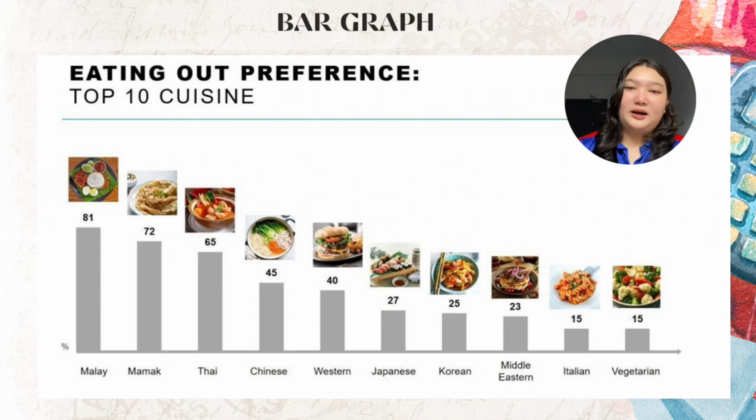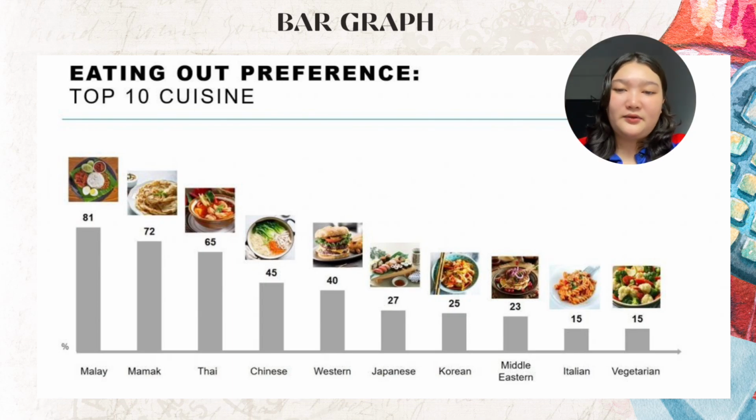As you can see from the bar graph, this bar graph shows the eating out preference for the top 10 types of cuisine. The title of the graph is Eating Out Preference Top 10 Cuisine. The graph also includes different types of cuisine as the categories and the number of preference as the values, allowing easy comparison of their popularity.